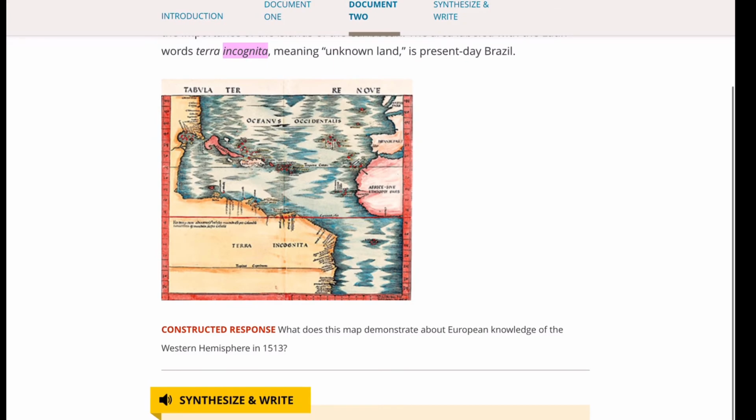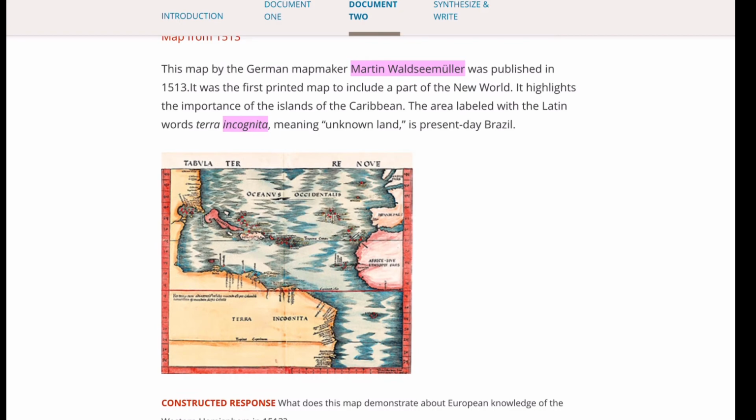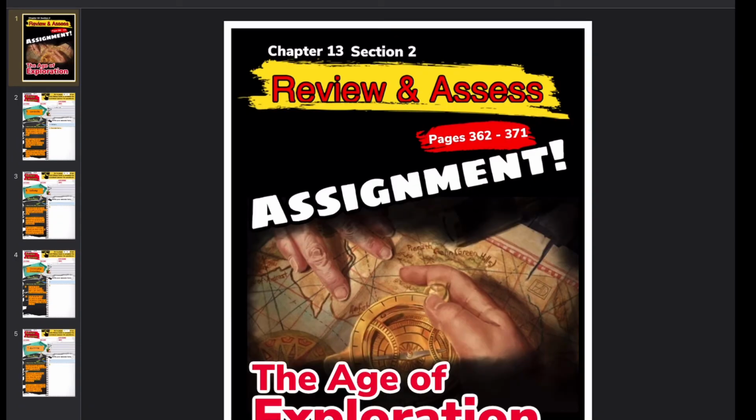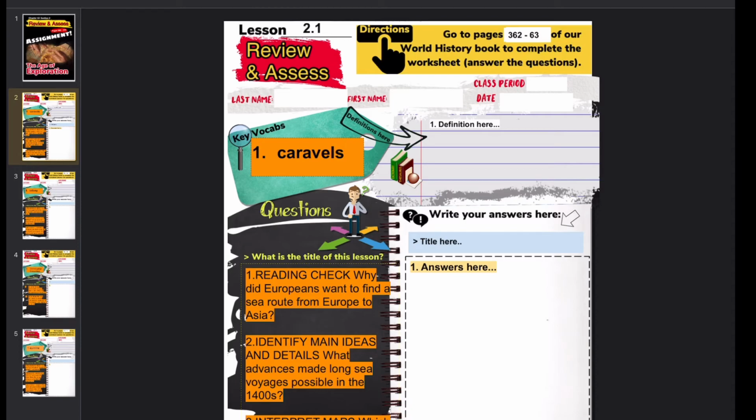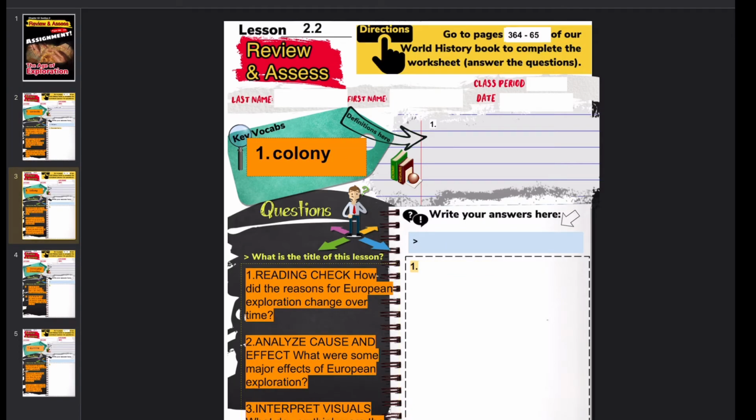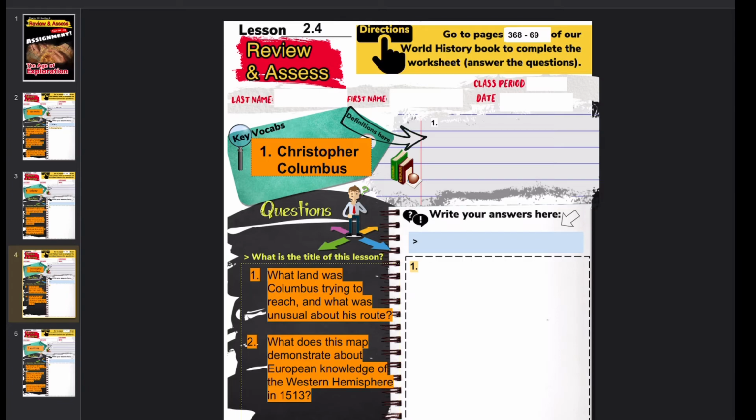Now let's go to the question. Constructed response: What does this map demonstrate about European knowledge of the Western Hemisphere in 1513? Now go ahead, go to our Google Classroom and answer the review and assess questions. So for this lesson, there are just two simple questions. And don't forget to fill out your last name, first name, class period, and date. And of course, obviously, this super easy one: who is Christopher Columbus? And answer the questions that I just read a while ago.